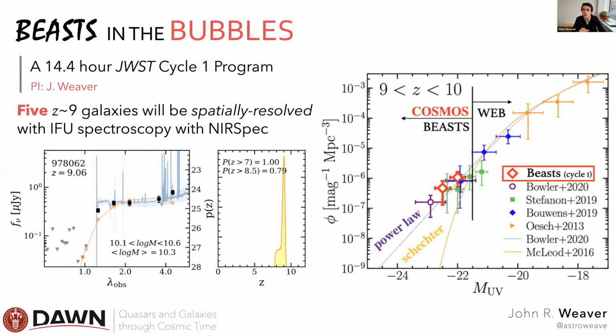To that note, I'm enormously happy to be the PI of a 14.4-hour JWST Cycle 1 program coming up called Beasts in the Bubbles, which will dissect 5 of these redshift 9 galaxies with IFU spectroscopy via NIRSpec. We will confirm the ultraluminous end of the UVLF at redshift 9, and also unveil all of the wonderful physical mechanisms governing the formation and evolution of these extremely early systems.